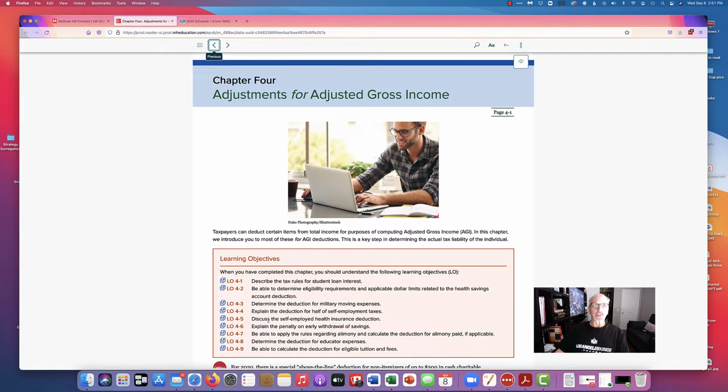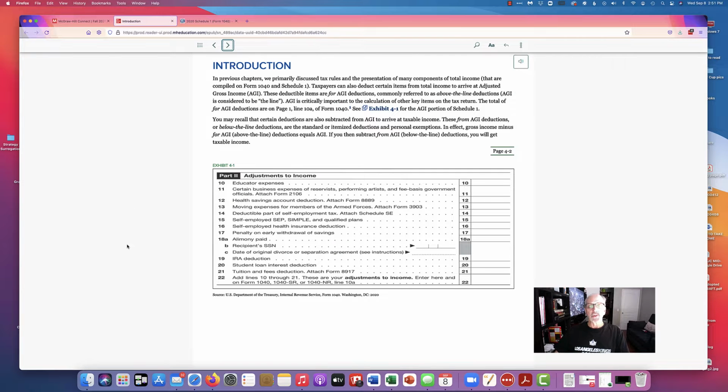You'll notice that each of the learning objectives in here, 1 through 9, yeah, it's a lot, each one discusses the deductions. But first, I thought we'd take a look at Schedule 1, Part 2, because this is where the numbers go. So we've got educator expenses, certain business expenses for reservists, performing artists, and such, HSAs, moving expenses for active duty armed forces, and so forth. So each one of these is an adjustment to income.